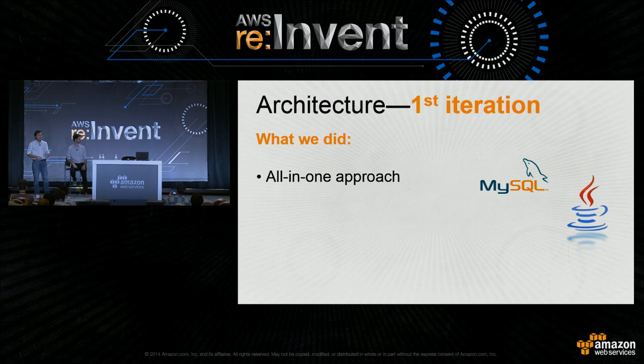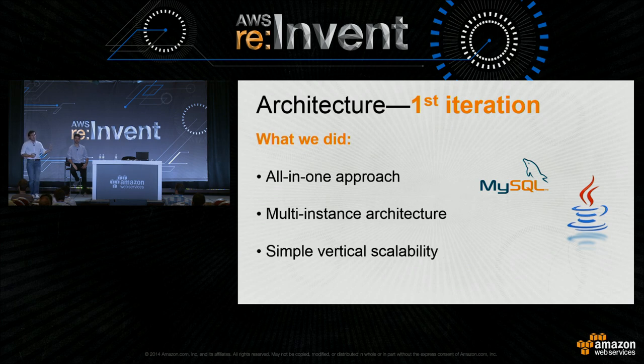So what we did was a really simple all-in-one approach. I know pretty much everybody has been there. We started writing code in Java with MySQL as the database, and each customer got their own separate server with a MySQL database and our code running on it. With this multi-instance architecture, of course, we had the data isolation that we wanted. But the only way to scale this was vertical scalability. If the customer had to ingest more data or monitor more sources, the only way to scale was to bring a bigger box.